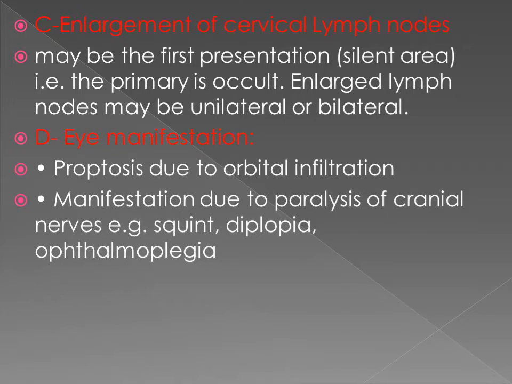So cervical lymphadenopathy might be the first presentation, as we discussed earlier. These silent areas might be a tricky finding for presenting this occult primary with an enlarged lymph node in the neck, sometimes even unilateral or bilateral. And to end with the most disturbing manifestation, orbital infiltration up to proptosis.